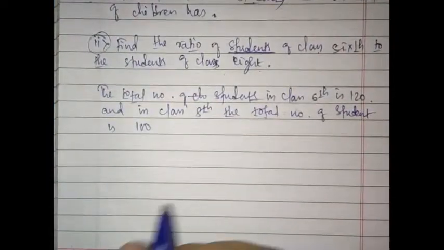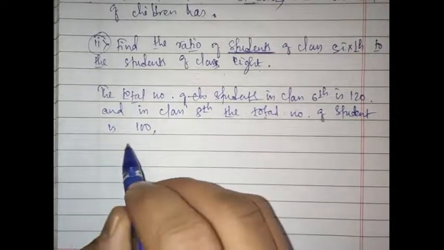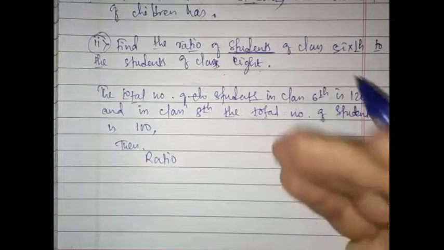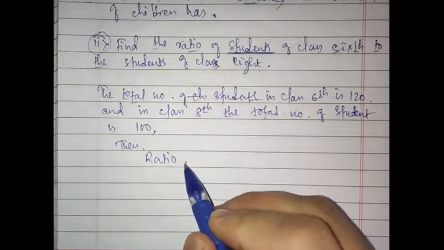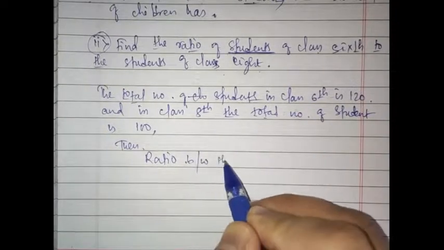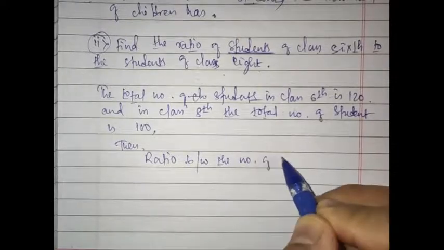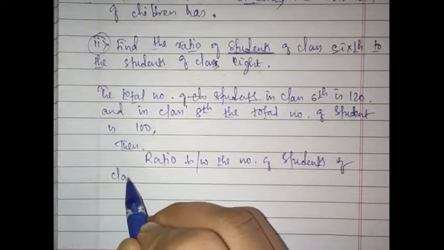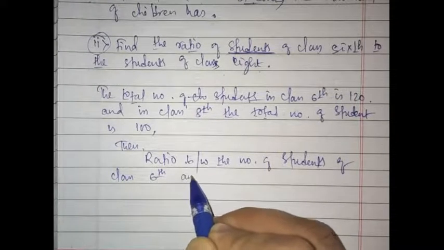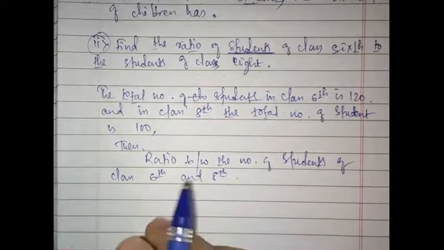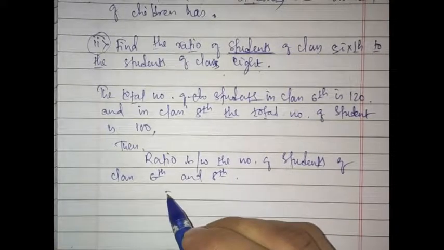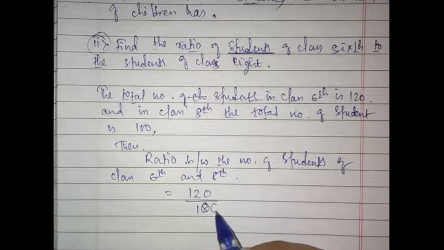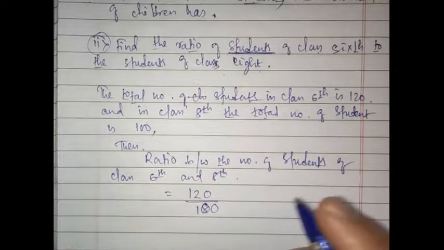So we have to find the ratio. So the ratio means divide this. Divide with whom? Ratio between the number of students of class 6th and 8th. You have to find the ratio between 6th and 8th. So in class 6 it is 120, and in class 8 it is 100. So this is the way to find the ratio.